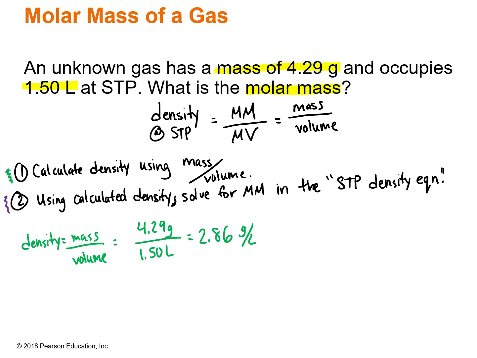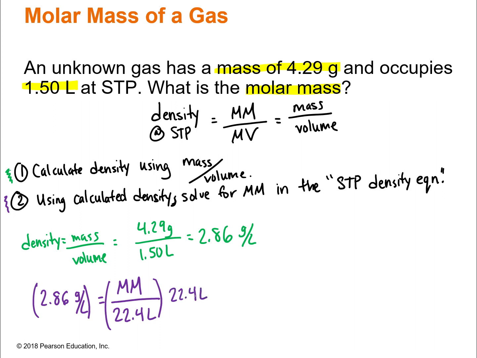The second step we'll do in purple. We take our density and say that is equal to molar mass over molar volume. Molar volume, we already know, is 22.4 liters. To solve for the molar mass, you multiply both sides by 22.4 liters.